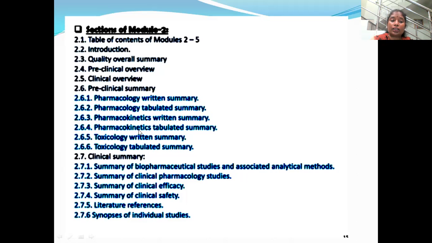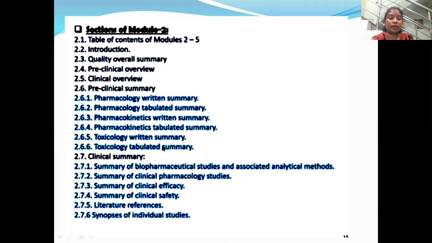So pharmacokinetic is nothing but, already you know that kinetic is nothing but the movement, pharmaco is nothing but the drug. So the drug movement from administration site to elimination site, that means ADME, means absorption, distribution, metabolism, and elimination. So the complete study of this you have to submit in a written summary, and also with the tabular summary you have to submit. And toxicological studies also you have to submit in a written summary and tabular form.